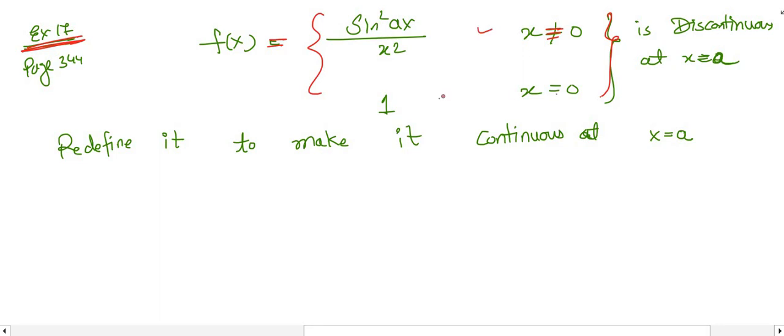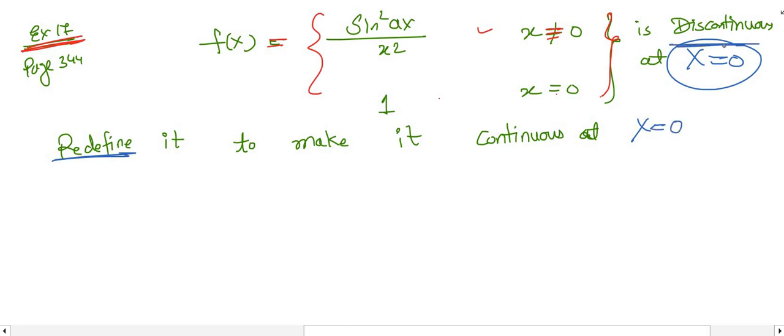They are saying it is discontinuous at x equal to 0. You have to prove it first, and then you have to redefine it in such a way that it is continuous at x equal to 0. So how to define it?